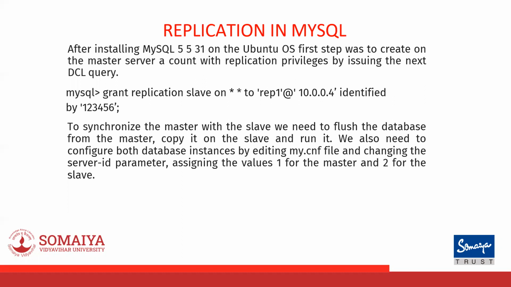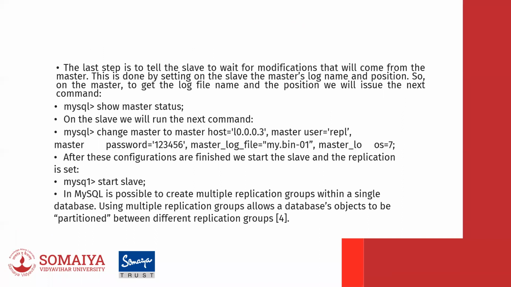To synchronize the master with the slave, we need to flush the database from the master, copy it on the slave, and run it. We also needed to configure both database instances by editing the my.cnf file and changing the server ID parameter, assigning the values 1 for master and 2 for the slave. The last step is to tell the slave to wait for modifications that will come from the master. This is done by setting on the slave the master's log name and position.